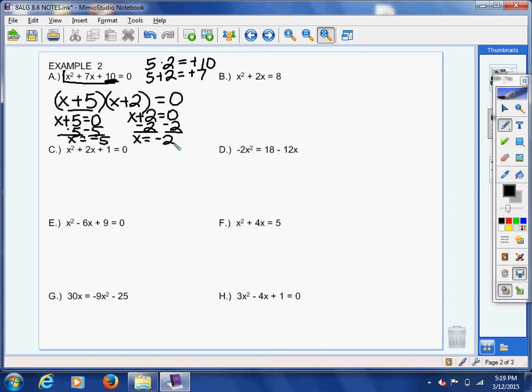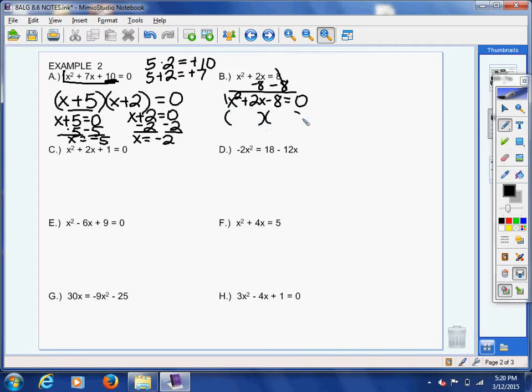Let's take a look at letter B. Not ready to factor just yet. We really need to get everything on one side and 0 on the other side. So let's move that 8. Let's bring it back over here. And now what we've got is x squared plus 2x minus 8 is equal now to 0, because those cancel. So we're ready to factor it. It's what I would consider an easy, very easy coefficient of 1, easy trinomial.